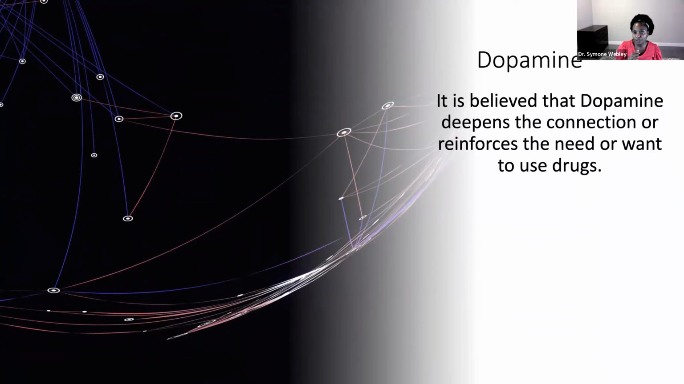The main chemical that is released is dopamine. And it's believed that dopamine deepens that connection and reinforces the need or the want for drugs. Whenever something pleasurable is happening inside our brains or bodies, like the example I gave of eating a piece of cake, dopamine is that chemical that is released. And once those receptors pick up the dopamine, the brain kind of remembers that it likes this thing and wants to continue to have it again.